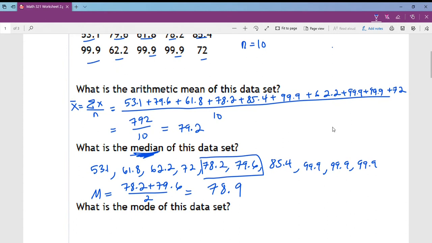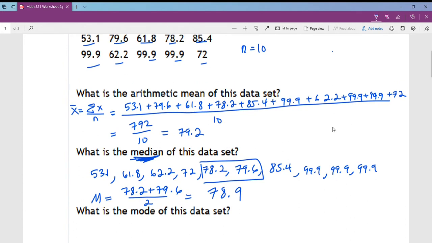What is the mode? The mode is the most common occurring value in the data set. That is an easy question. The mode is the most common occurring value in the data set, and we clearly see that 99.9 appears 3 times, and that's the most common quantity.